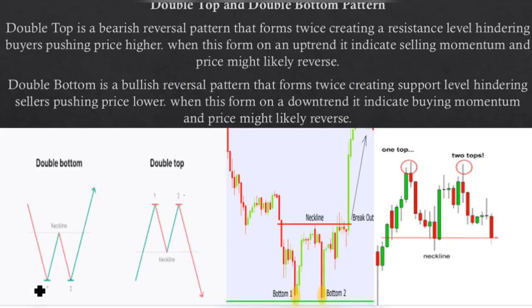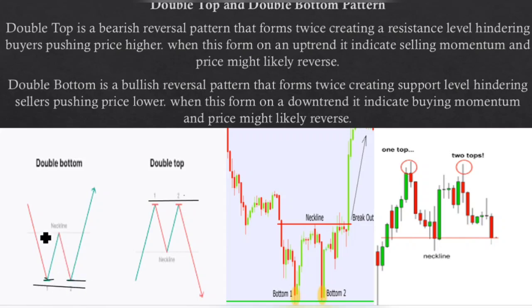So always know that a double bottom, as you can see, is an indication that buyers are gaining momentum in the market, while a double top is an indication that sellers are gaining momentum to push price lower in the market. So now what do we look out for? We look out for double bottoms. We simply look out for double bottoms.